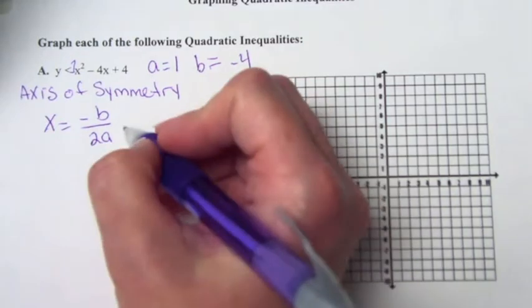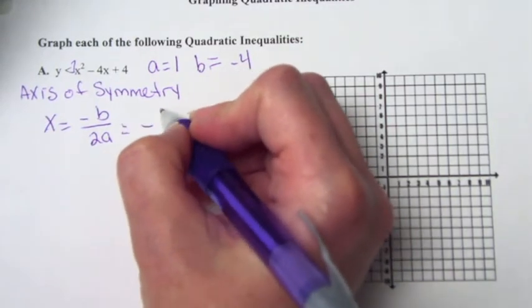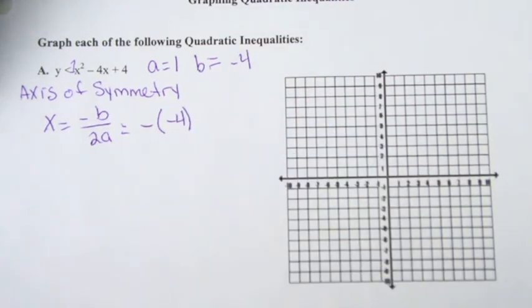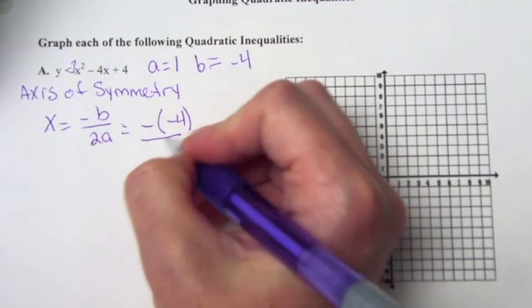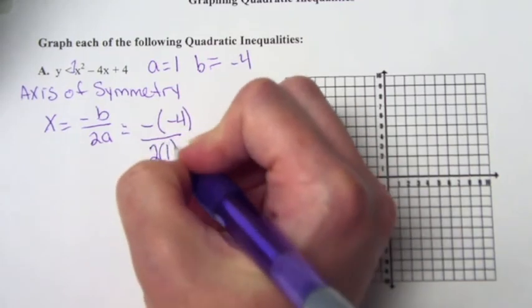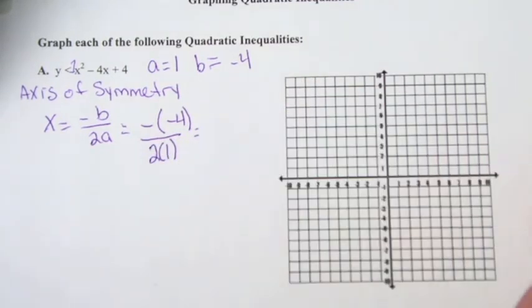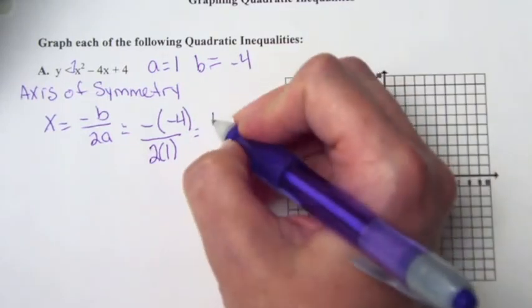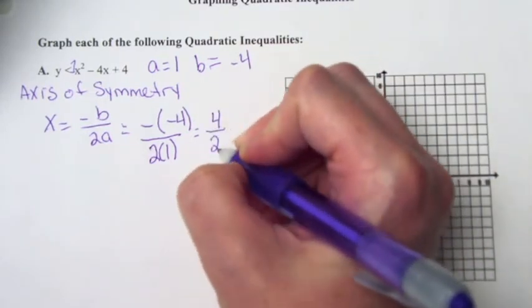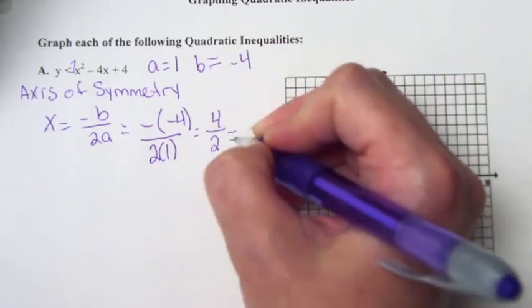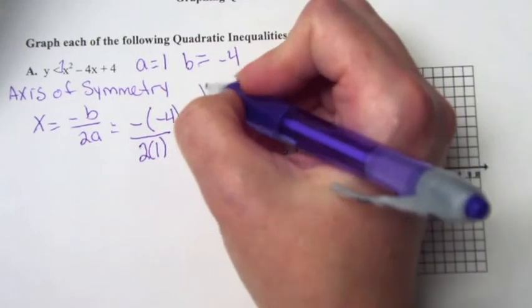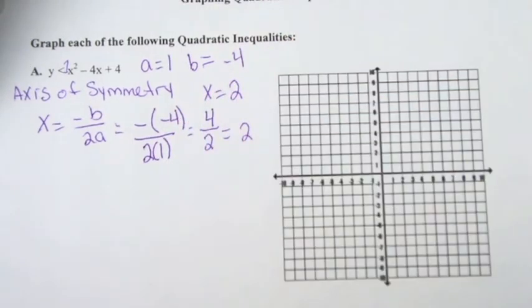So we plug it into our formula. We have negative times negative 4. There's a negative in the formula, and the b that you're plugging in is also negative. We put that over 2 times our a, which is 1. And then we simplify this. On top we have negative times negative 4, that's a positive 4, over 2, which gives us 2. So our axis of symmetry is x equals 2. That is our axis of symmetry.